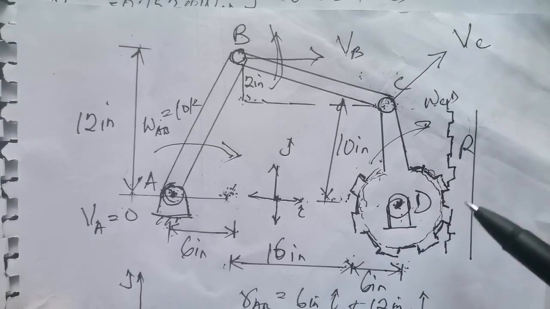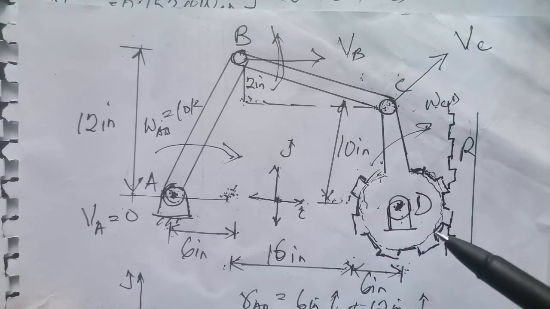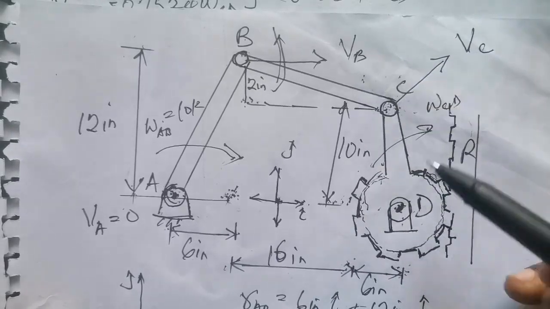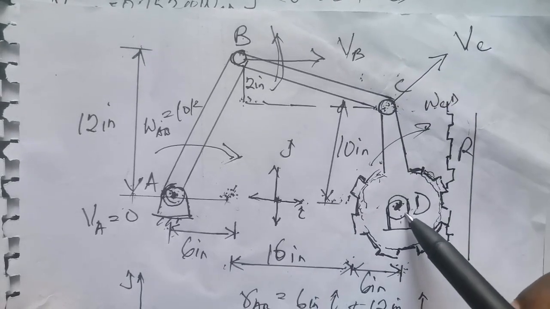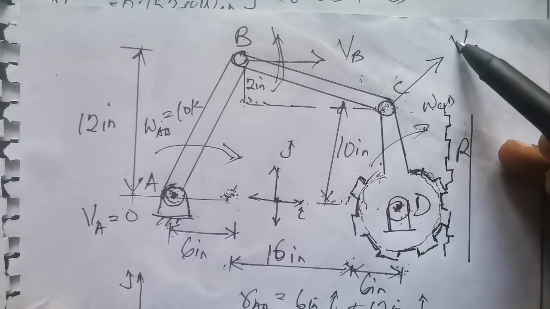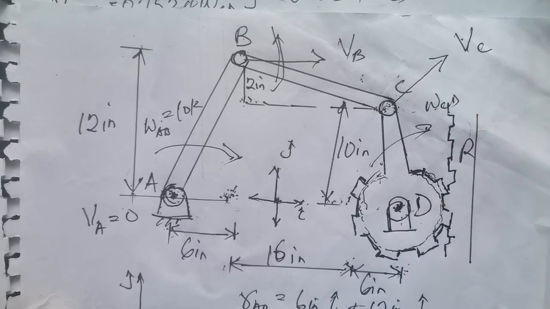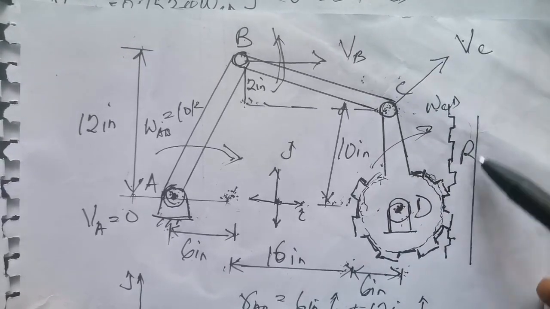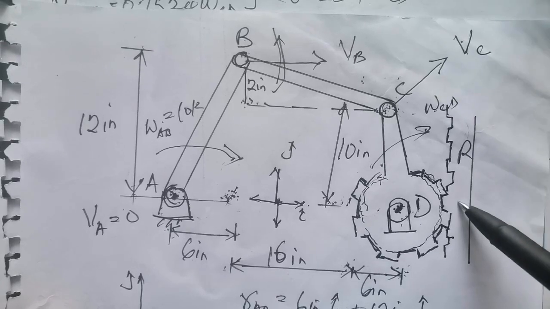So that simply means that the velocity of the rack is equal to the velocity of this arm CD, and the only velocity recognized in this arm, remember VD is 0 because this point is fixed. So the only velocity recognized in this arm is velocity at point C, which is VC. So if we're able to find VC, VC can be equal to the velocity of the rack, VR.